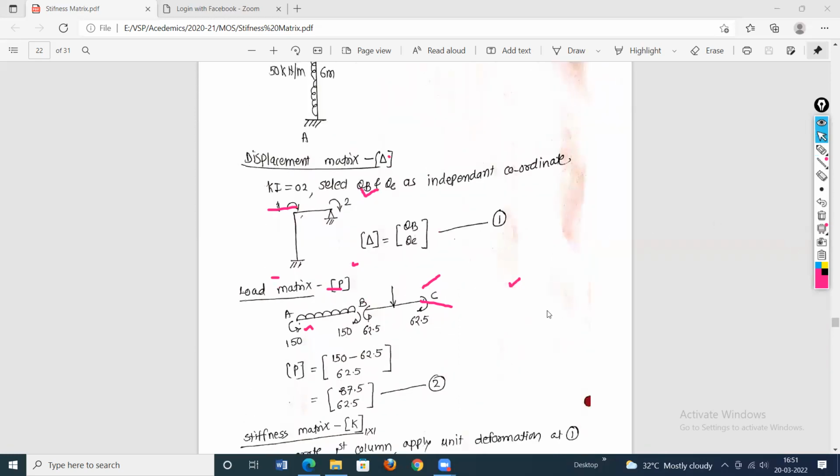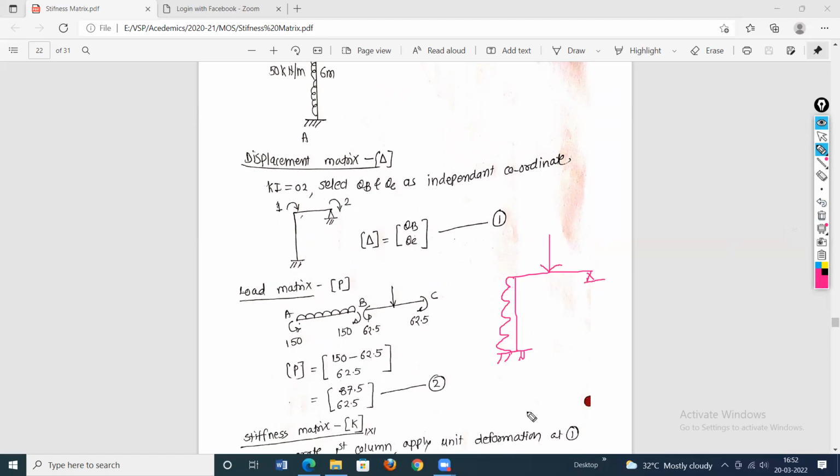Second, now to generate the load matrix, determine the fixed end moments. The fixed end moments are because of the external loading. So this frame is like this, and it is subjected to UDL on this member and a point load on this member, and here there is a support C.